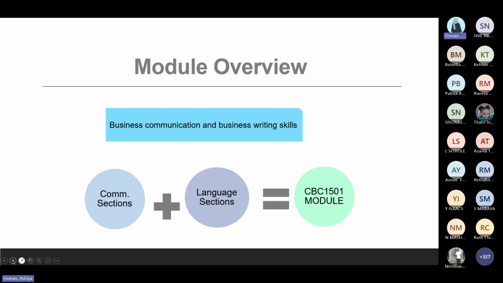So what does this module entail? There are two aspects of this module. We have the business communication and the business writing skills. So you're going to see there's the communication sections and the language sections. And you'll see we integrate that into your tasks, which gives you important communication theory and practice, and we give you business writing skills in that as well. All right. So this is the focus of this module.